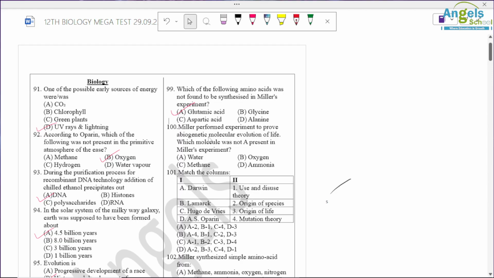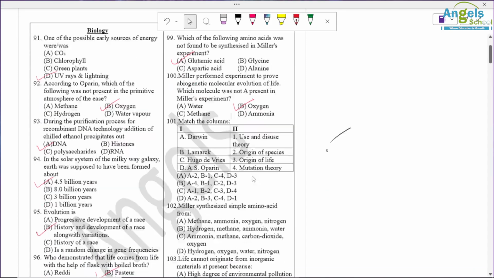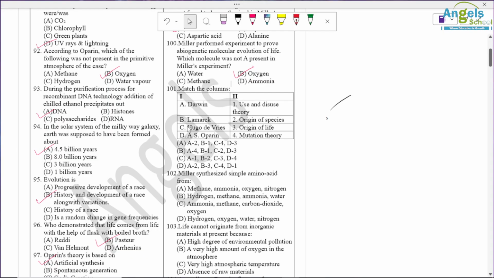Miller performed an experiment to prove the abiogenetic molecular evolution of life. Which molecule was not present in Miller's experiment? Water, methane and ammonia were present, but oxygen was not present in Miller's experiment.